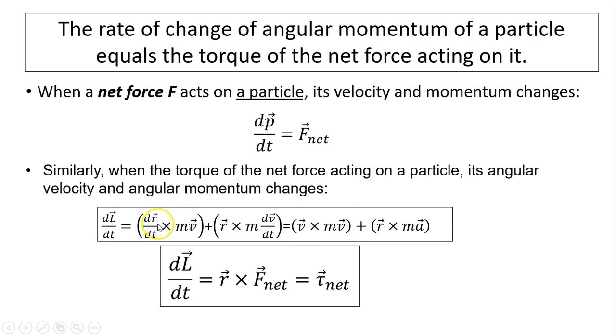You apply the product rule: the derivative of the first part crossed with mv, plus the first part crossed with the derivative of the second part. The first part, v cross mv, equals 0, because the angle between v and v is 0, and sine 0 equals 0. Now the second part, r cross ma, is the same as r cross F. r cross F equals torque. So the net torque produces the change in angular momentum.